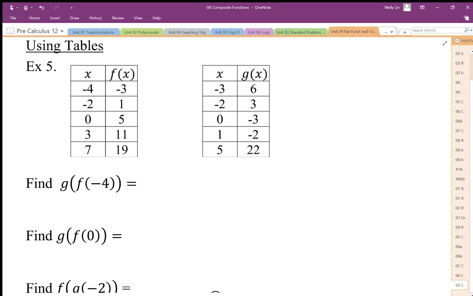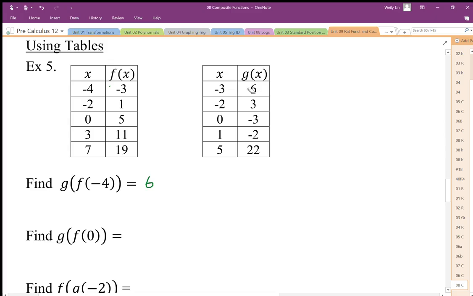These are more examples of using tables to do composite functions. Again, we have to think of the input of our inside function and then map it onto the outside function. So if we have f of -4 as an inside function, we look at our -4 input. We get an output of -3. That output of -3 then becomes the input of the g function, and our output ends up being equal to 6. So we can do this mapping on tables.